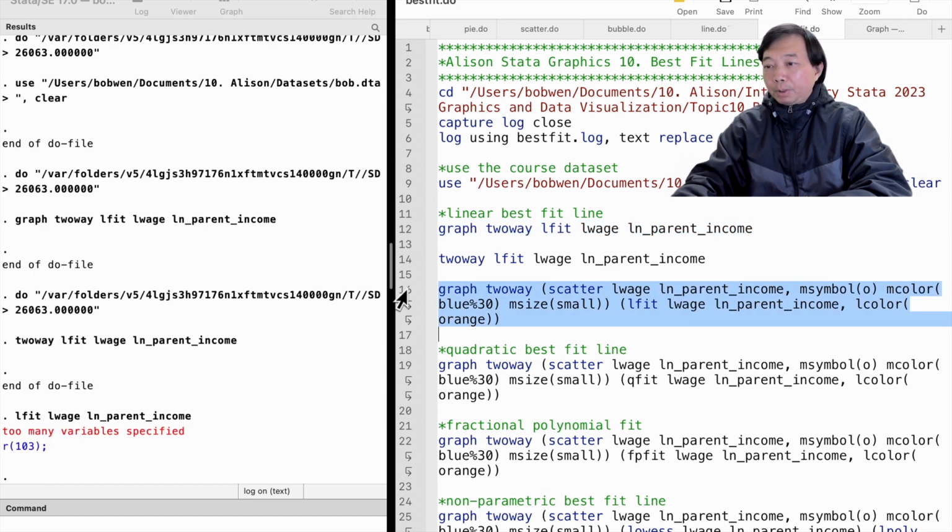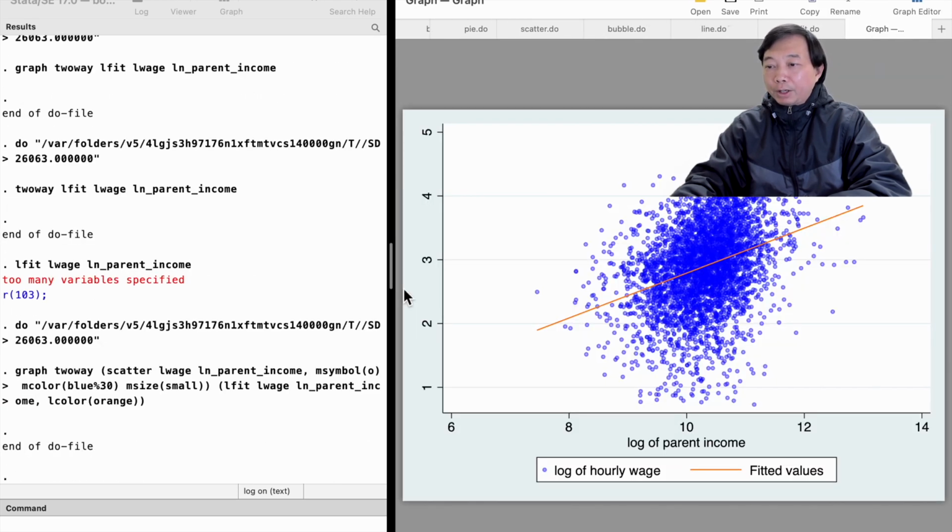Here we use the two parentheses following the graph twoway command and put two graphs of the twoway family inside the parentheses. The first graph is the scatter plots and the second is the linear best fit line. We have seen the options for the scatter plots in the previous video. The option lcolor I use here for the linear best fit line is for the line's color. I choose orange. The linear best fit line suggests that the workers' wages positively correlate to their parents' income.